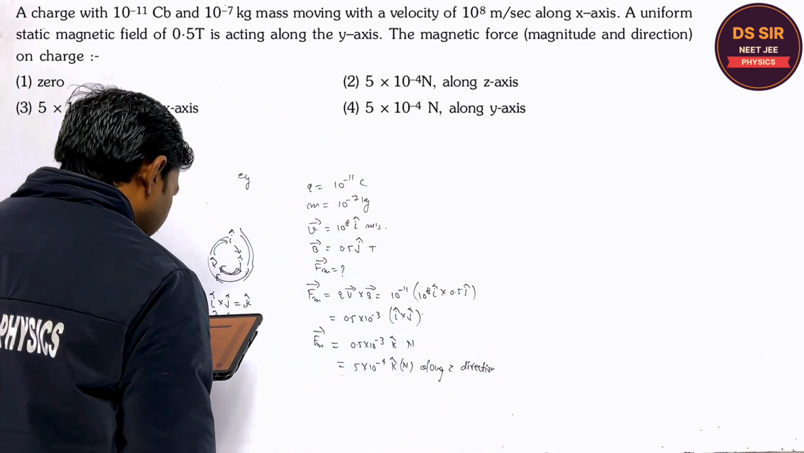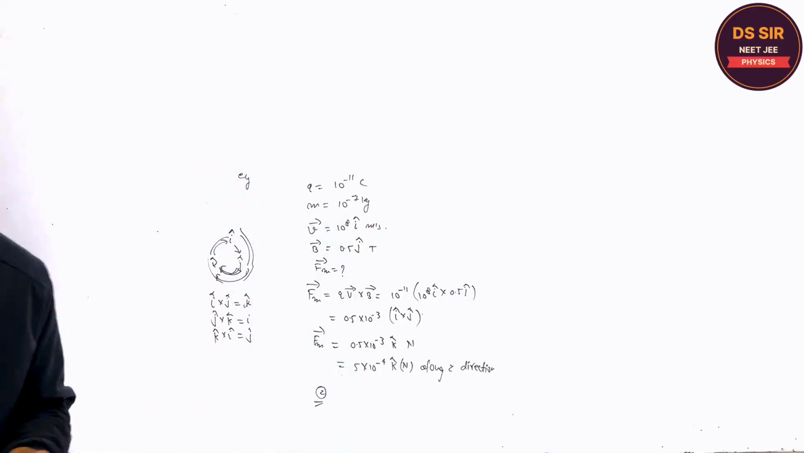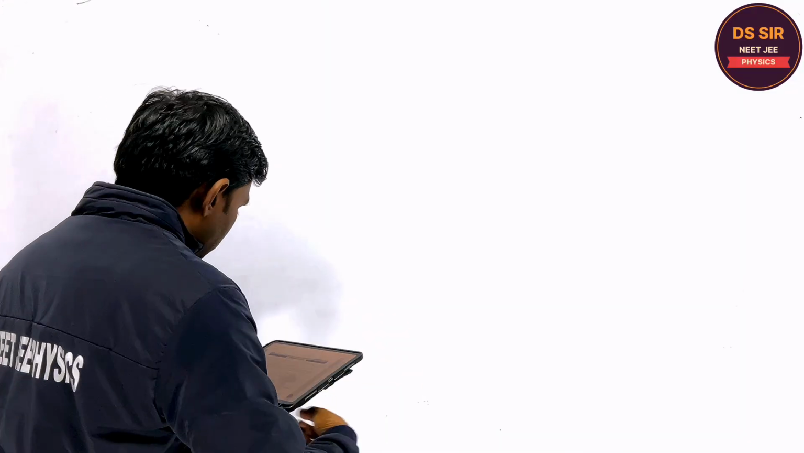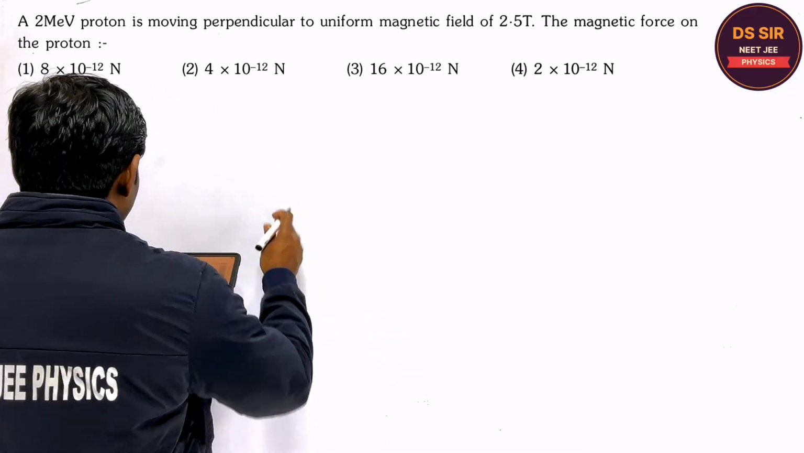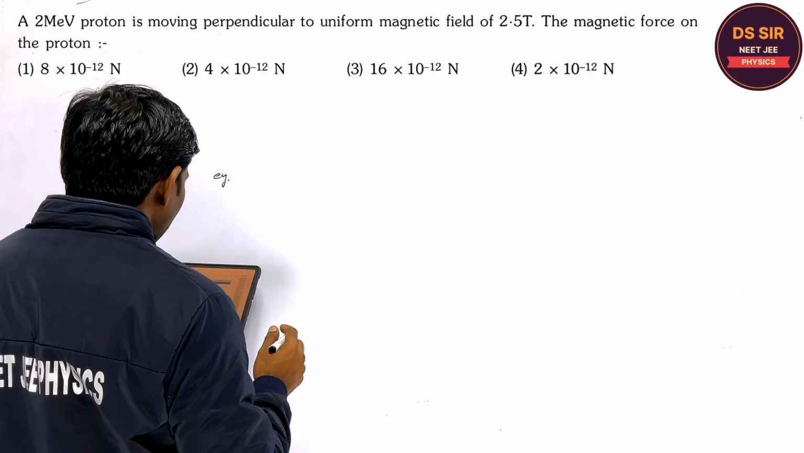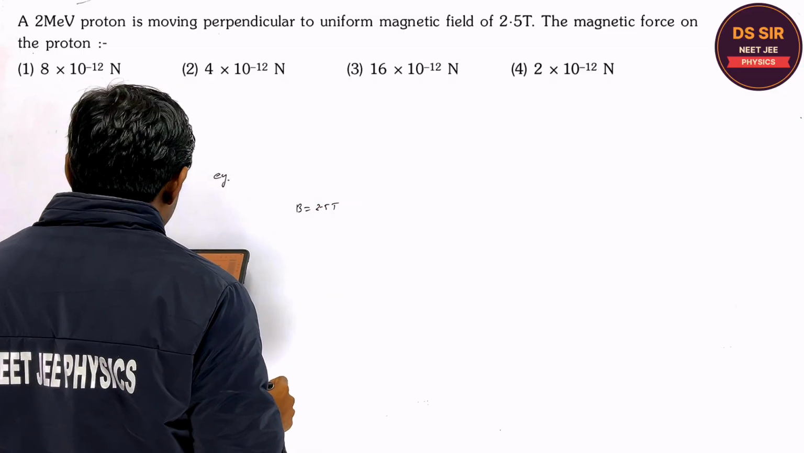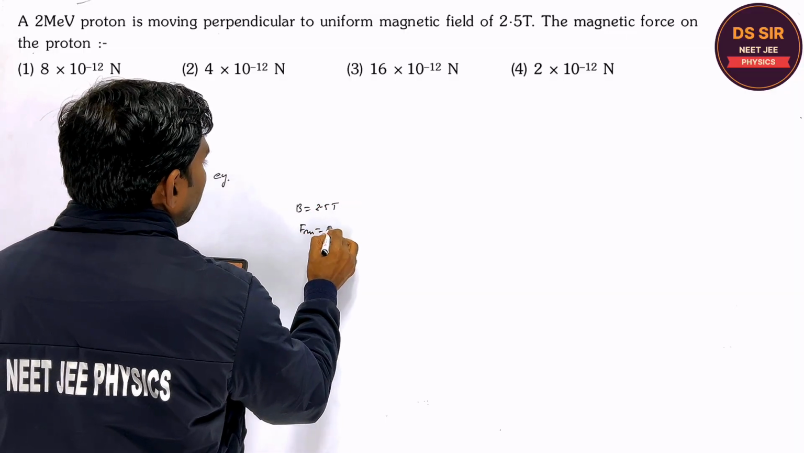Along Z direction. So the second option is the correct option. Copy this. Now read this question. In this question, a 2 mega electron volt proton is moving perpendicular to a uniform magnetic field of 2.5 Tesla. You have to find the magnetic force on that proton.